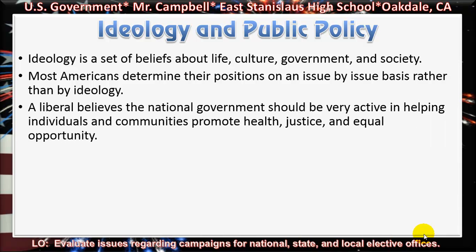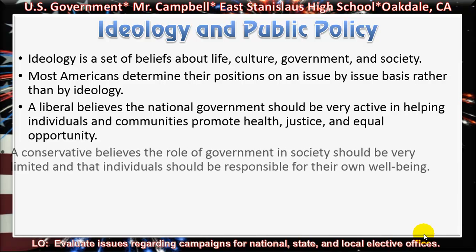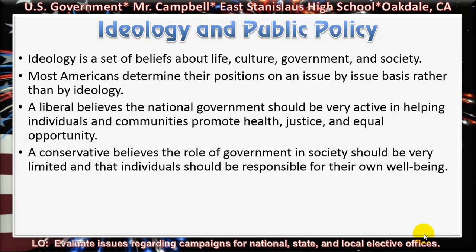A liberal believes the national government should be very active in helping individuals and communities promote health, justice, and equal opportunity. A conservative believes that the role of government in society should be very limited and that individuals should be responsible for their own well-being.